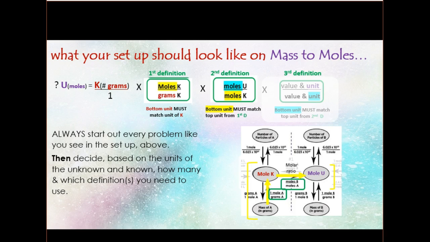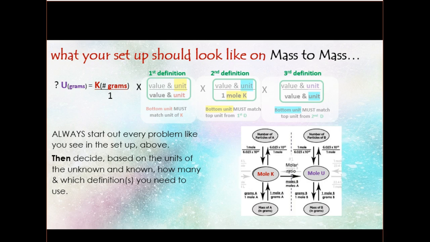All right, so now we're going to mass. Hopefully you can already see this, but let's just walk through this one really fast and let me do the problems. All right, so first of all, let's set our brackets down on the bottom. We are going to go up to moles of K, across to moles of U, and then down to mass of the unknown. So we're starting with mass in grams.